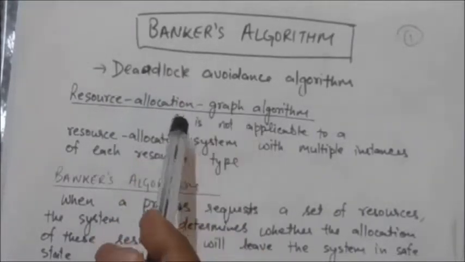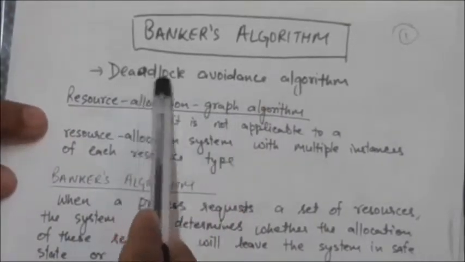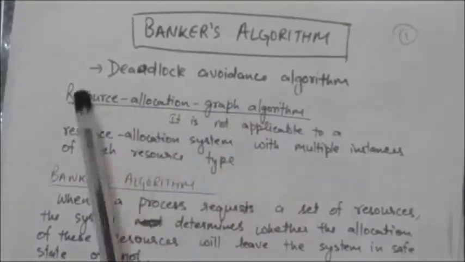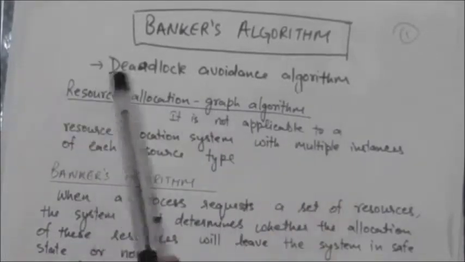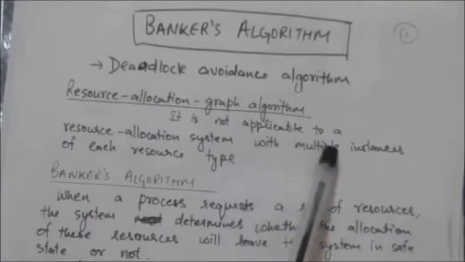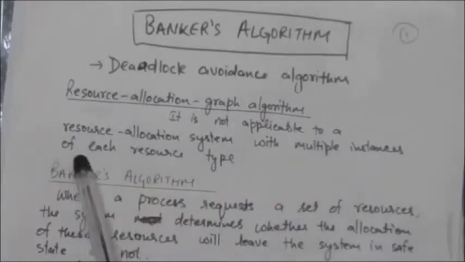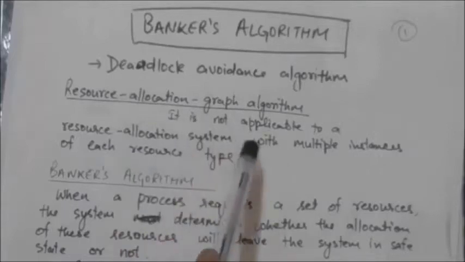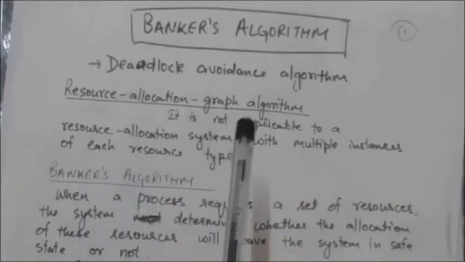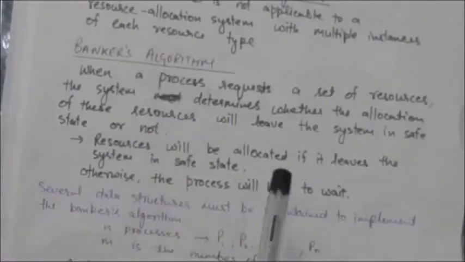Hello friends, welcome back. In this tutorial we will study about Banker's algorithm. Actually, this Banker's algorithm is a deadlock avoidance algorithm. In the previous tutorial we studied the resource allocation graph algorithm. This algorithm is not applicable to a resource allocation system with multiple instances of each resource type. So in those cases, where the system has multiple instances of each resource type, we use Banker's algorithm.